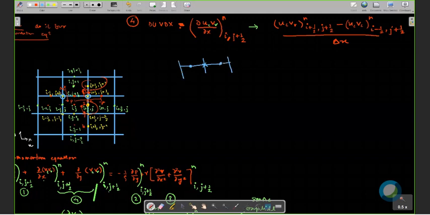Okay, if I'm just taking this, this is your i plus half, j plus half. This is your i plus half, j plus half. Okay, so you see at i plus half, j plus half will be the average of these two, this one and these two.